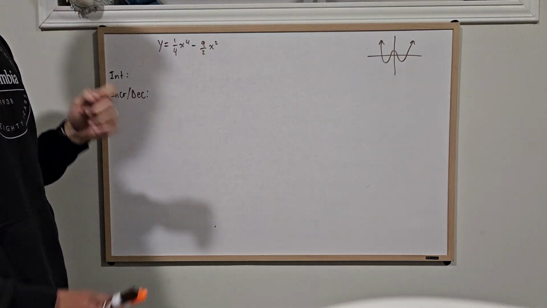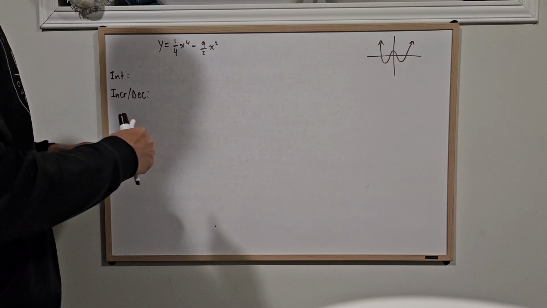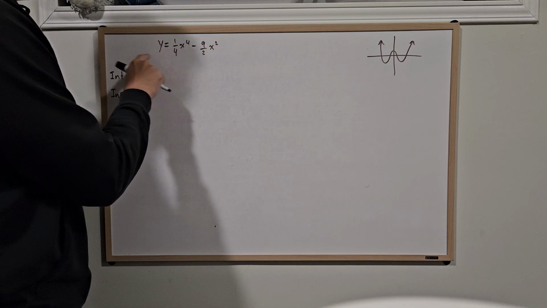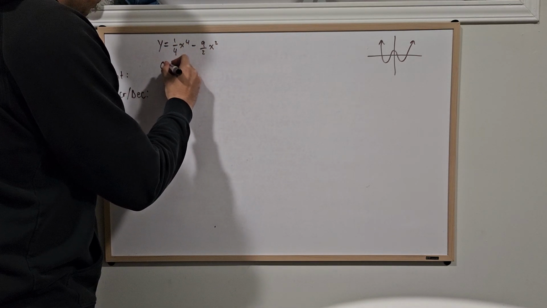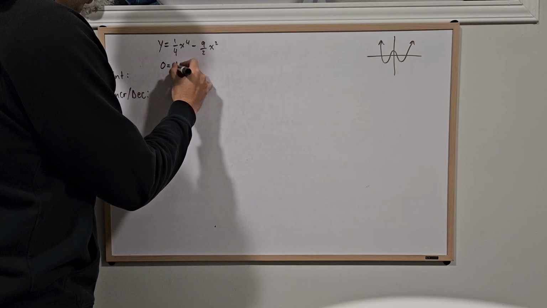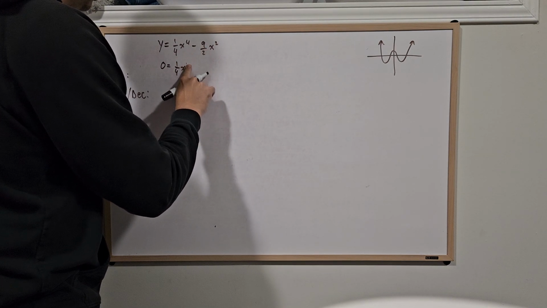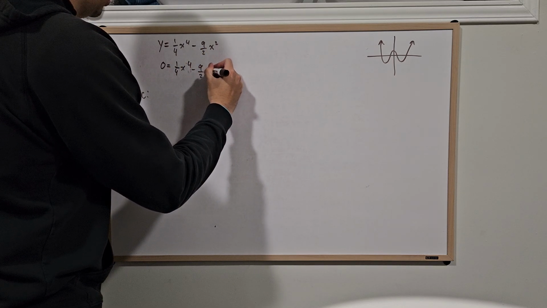Okay, so first thing we're going to look at here is our intercepts. A little bit tricky here for the intercepts, but what we're going to have to do is set y equal to 0 here. So if we set y equal to 0, we have 1 over 4 x to the 4 minus 9 over 2x squared.